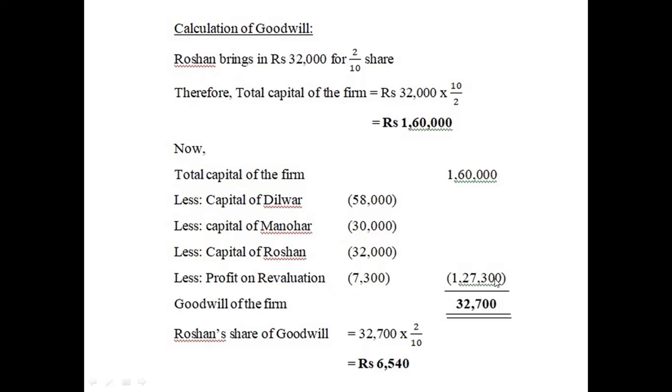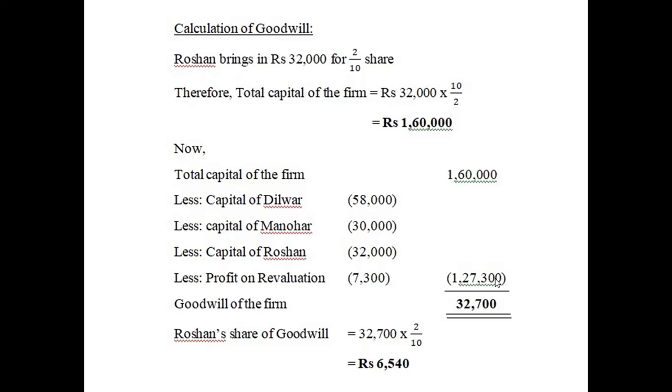So this 1,27,300 is the adjusted capital of all the partners including new partner, that is Roshan. So the total capital of the firm is 1,60,000, but the adjusted capital of all the partners, including new partner, is only 1,27,300. So still there is a balance of 32,700. So what is this balance? This balance is actually the hidden goodwill.